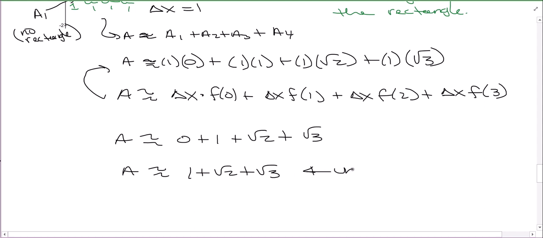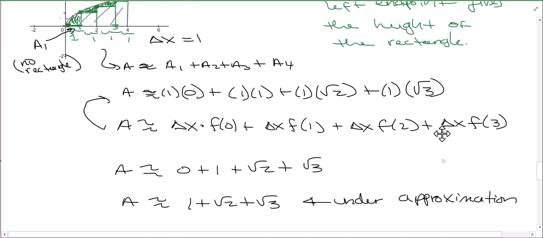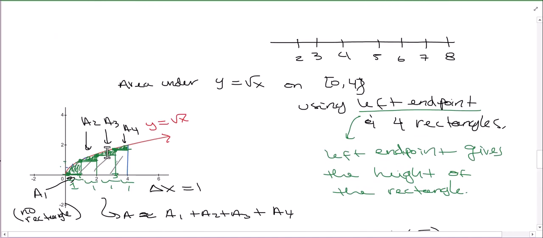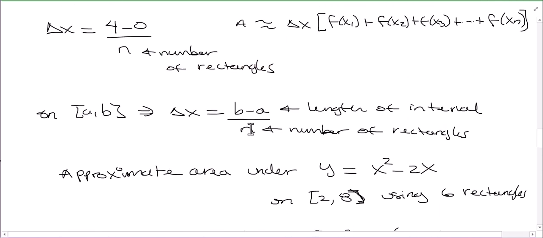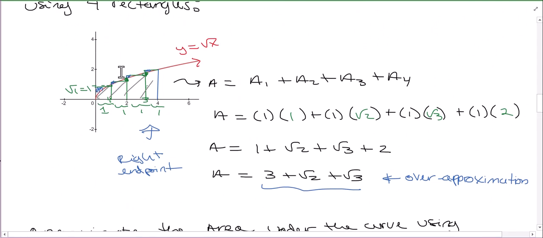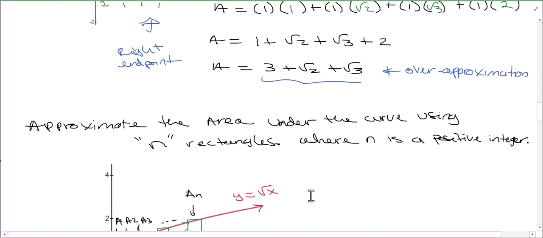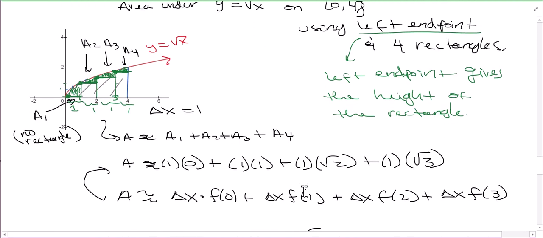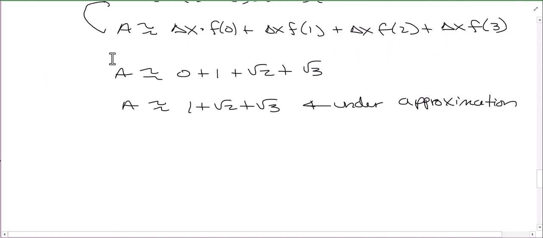So this is an under approximation, because again our rectangles give us those little gaps under the curve. So between the rectangles and the curve we have those little gaps. And so looking back at when we had it with 4 using the right endpoint, notice that we had 3 plus root 2 plus root 3, and this was an over approximation. Then using the left endpoints we have 1 plus root 2 plus root 3, and this is an under approximation.